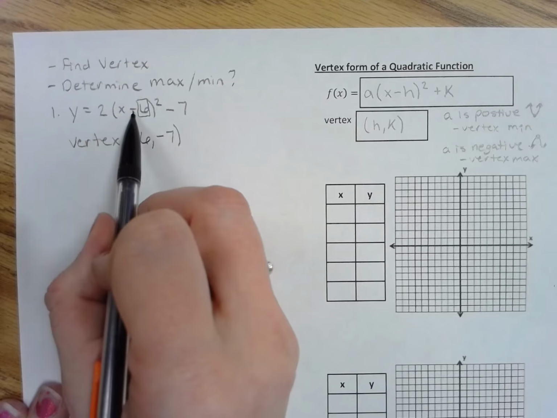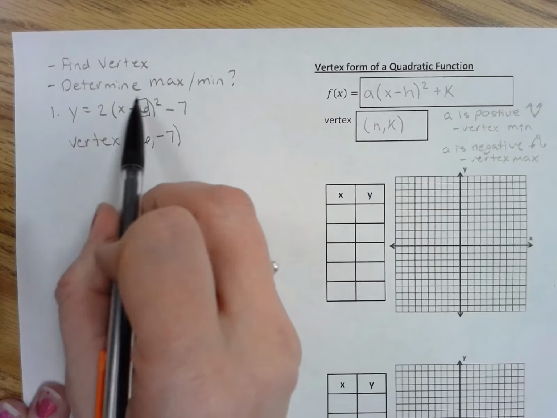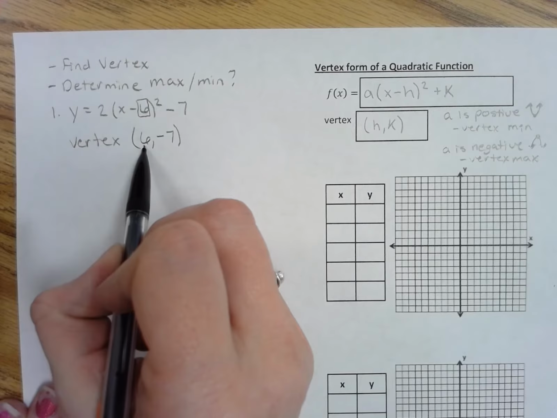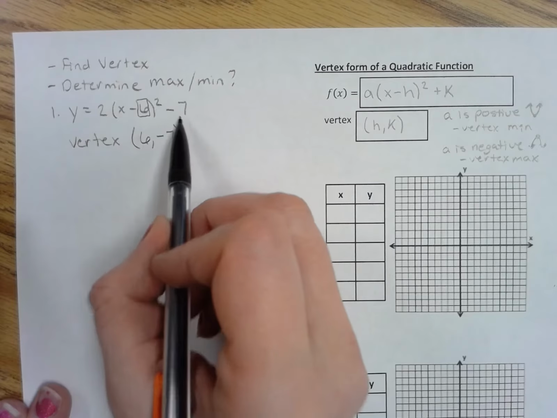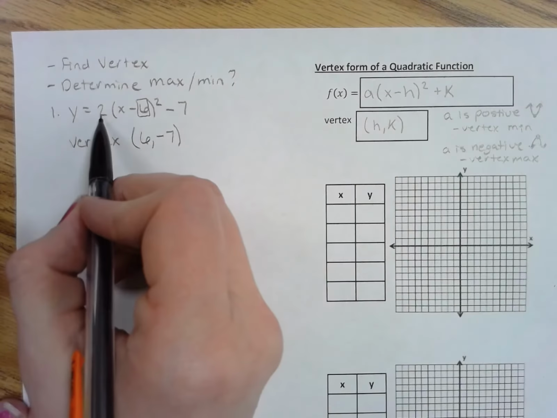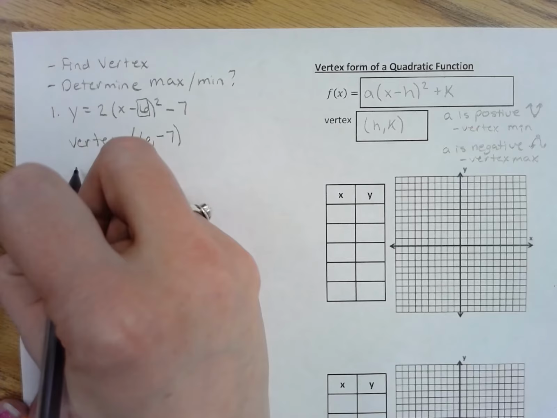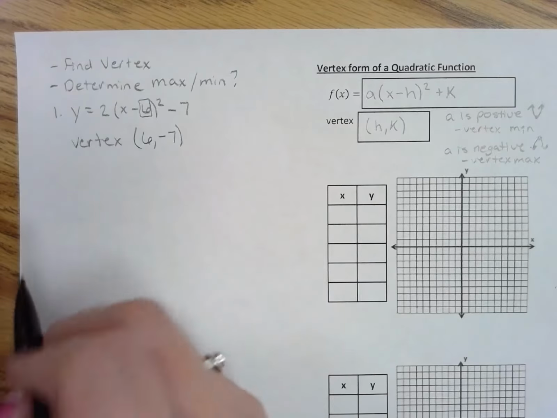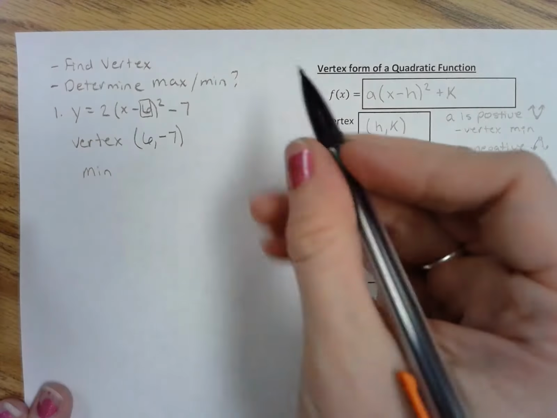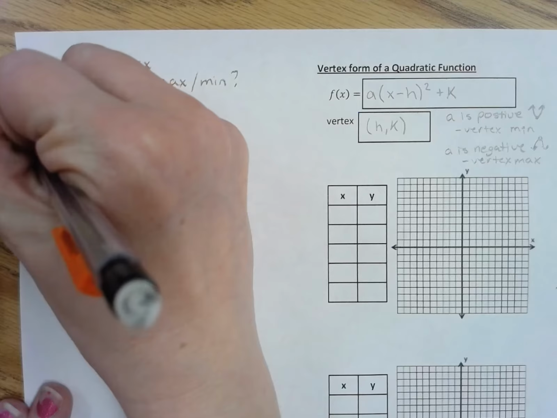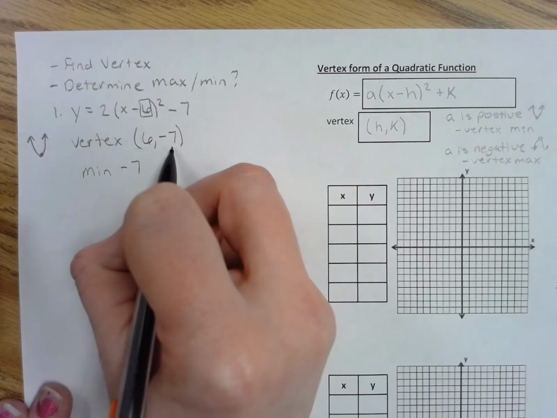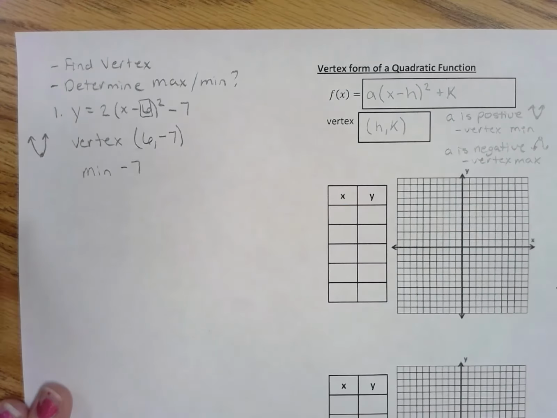Always be careful though with that h. It's very easy to misname it by its sign, because if you see a negative, you want to write down a positive. For the k value, you write exactly what you see. Because our a value here is positive, we would have a minimum, because that positive value means our graph would open up, and here's our vertex, so that would be a minimum value of -7. You use the y value of your vertex.